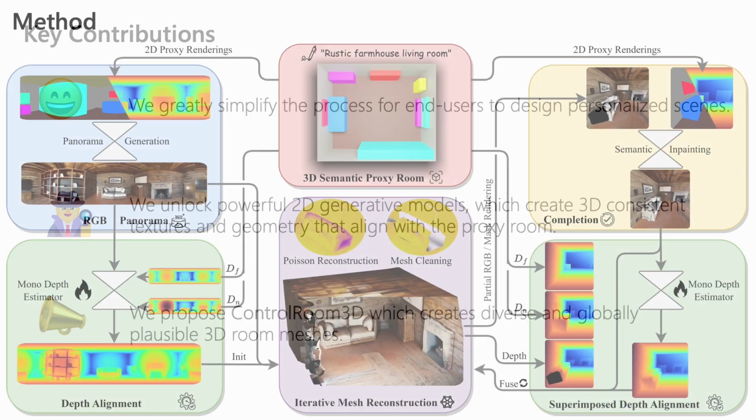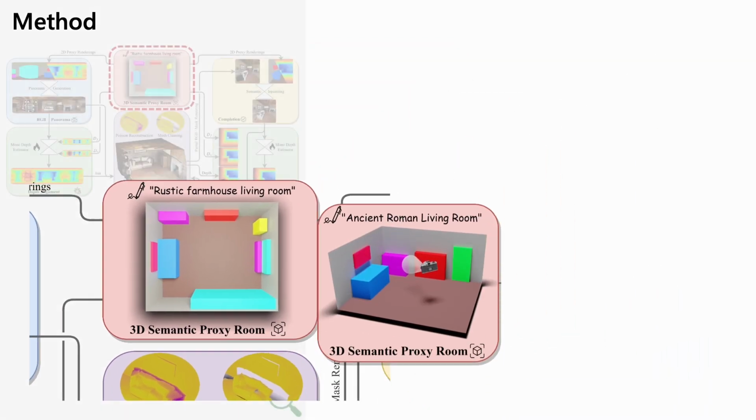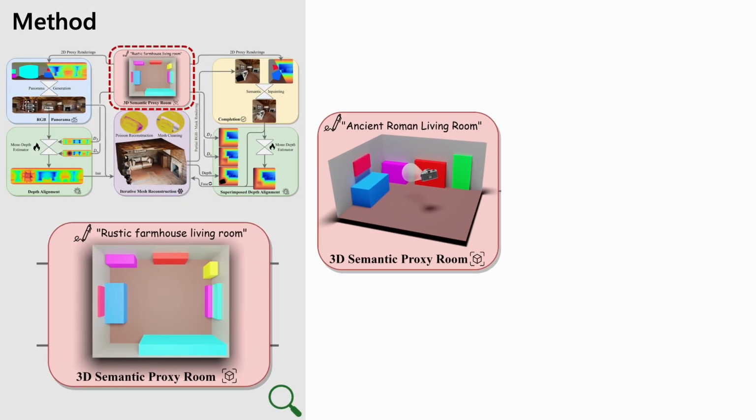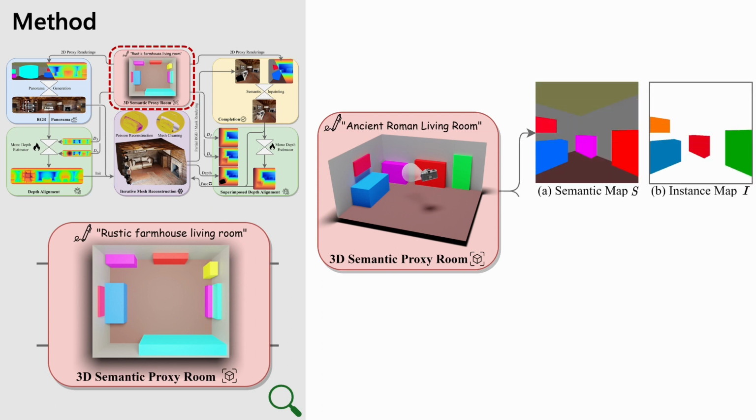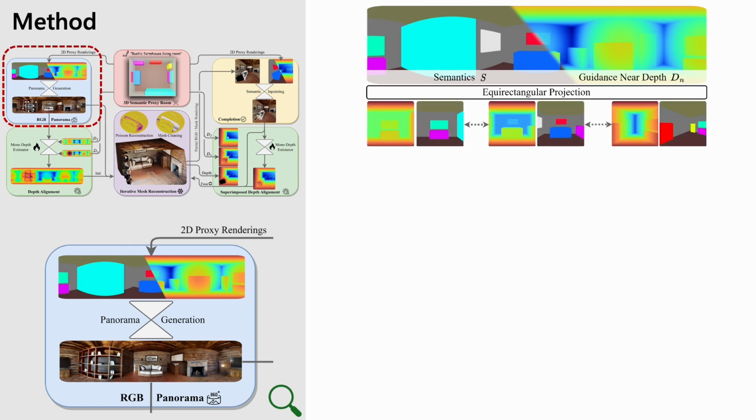At the core of our method lies the user-defined 3D semantic proxy room, which acts as a rough outline for the room layout. We use classical rasterization to render semantic segmentation and instance maps, as well as near and far depth maps from the proxy room. We jointly create a comprehensive 360 view of the room that establishes a coherent and seamless style.